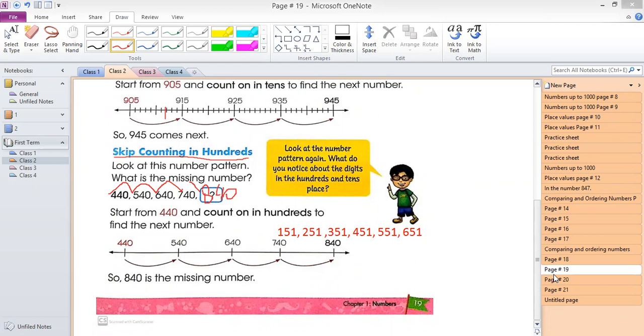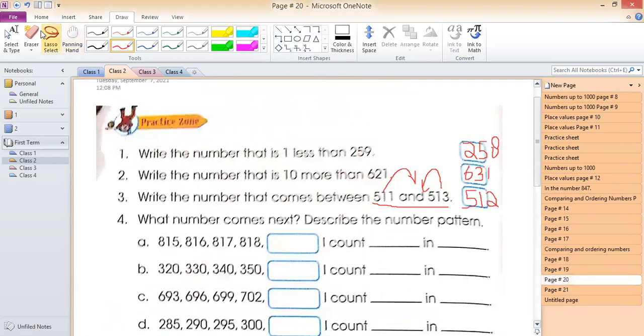Very good. On page number 20 now, we have some questions. Write the number that is 1 less than 259. So we want to check the number which is less than 259. So check the number which is before 259. Before 259 is 258.